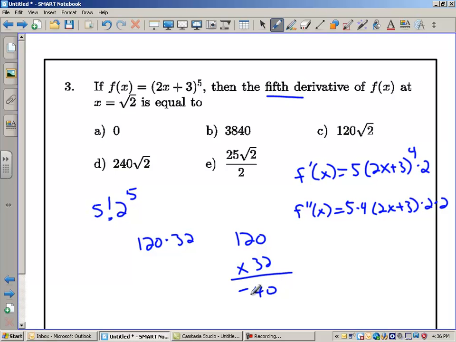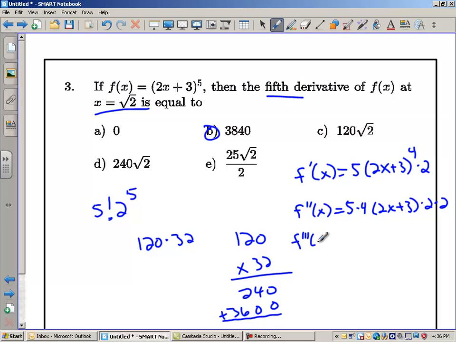Yeah, it's 3840. Now, why does the x not matter? Well, that doesn't matter because I'm out of x's. If you take the derivative 5 times on an x to the 5th, you are no longer going to have an x. That last derivative will be multiplied times the derivative of 2x plus 3, which is just 2. You can go ahead and continue and do this if you want.